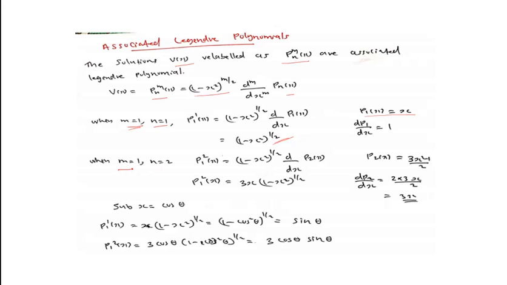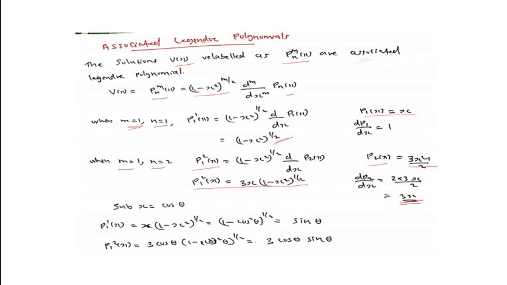Okay, if we substitute m is 1 and n is 2, we will get P 1 2 of x, that will be equal to 1 minus x square raised to 1 by 2 d, then here m is 1, so d by dx of P 2 of x. Now P 2 of x is 3x square minus 1 by 2. So if you find the derivative of that function, that will be equal to 3x. So if you substitute that 3x here, then P 1 2 of x will be 3x into 1 minus x square raised to 1 by 2.